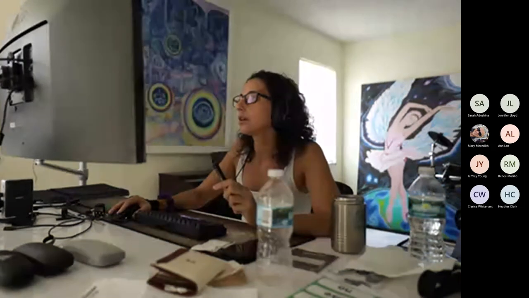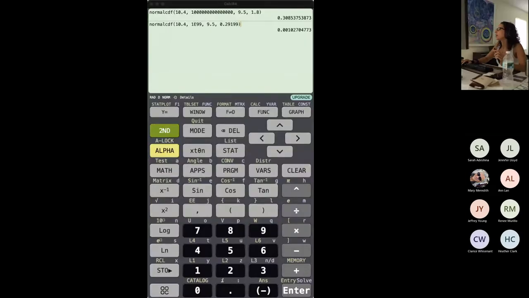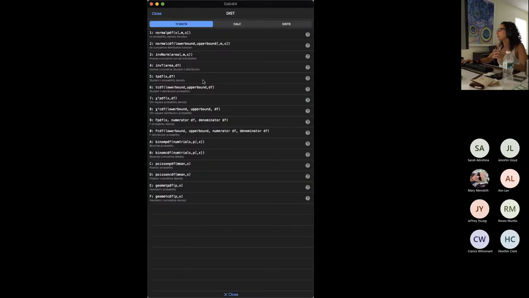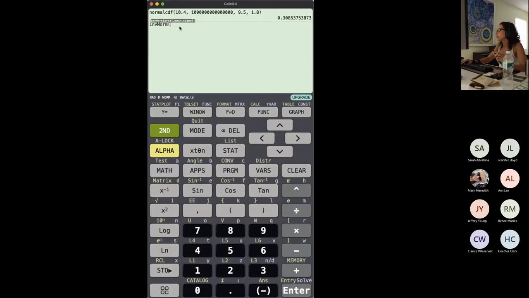And then if you're using the app, I'll do the 75th percentile. Here's the app. If I'm using the app and I want to do the 75th percentile, Q3, second bars, inverse norm, which is this number three. And you guys have to know how to input. For this, you're always inputting area to the left. So if we were talking about area to the right, that's when you would do one minus.